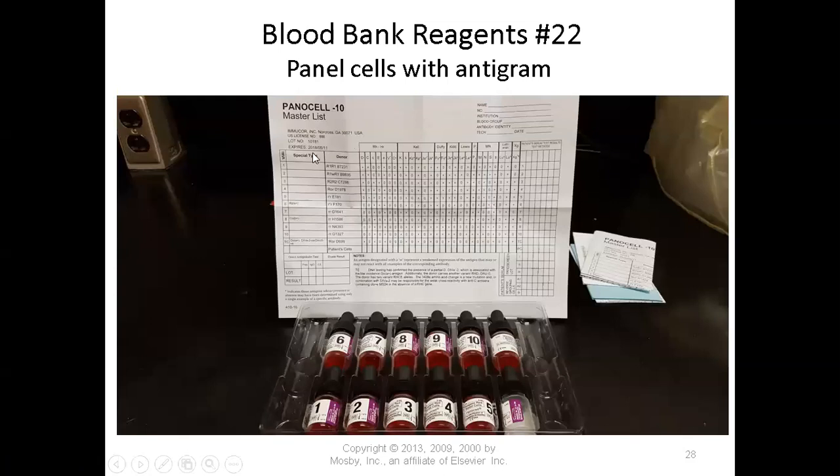So here we have a picture of one that we had from 2 years ago. And so you could see how each panel cell is numbered 1 through 10. I think this is called TC. Yeah. So basically 11, okay, 10 plus the TC. And, you know, each antigram is going to be different coming from the manufacturer, okay? And we're going to test our patient with each one of these cells, and it's going to help us determine the identity of their antibody or antibodies.